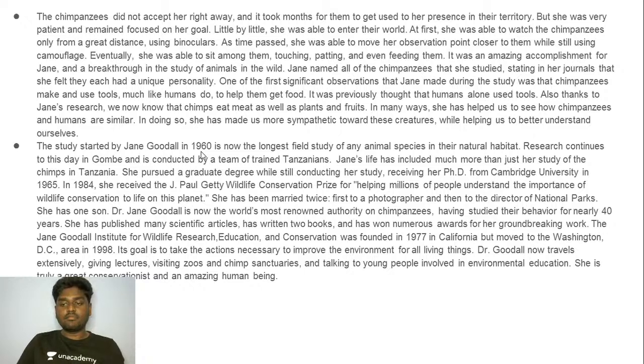Having studied their behavior for nearly 40 years, she has published many scientific articles, has written two books, and has won numerous awards for her groundbreaking work. The Jane Goodall Institute for Wildlife Research, Education, and Conservation was founded in 1977 in California, but moved into the Washington, D.C. area in 1998. Its goal is to take actions necessary to improve the environment for all living things.